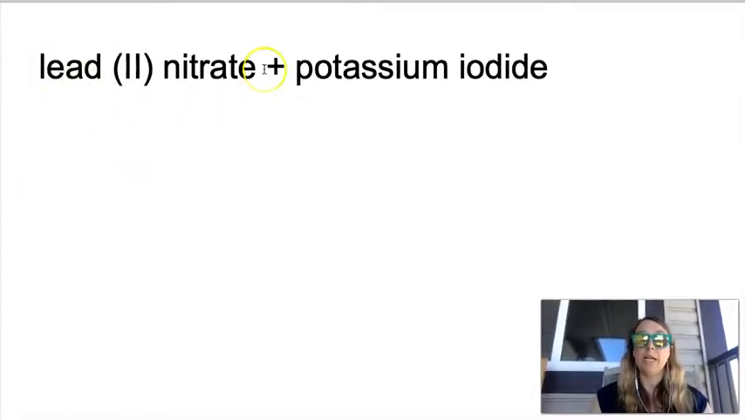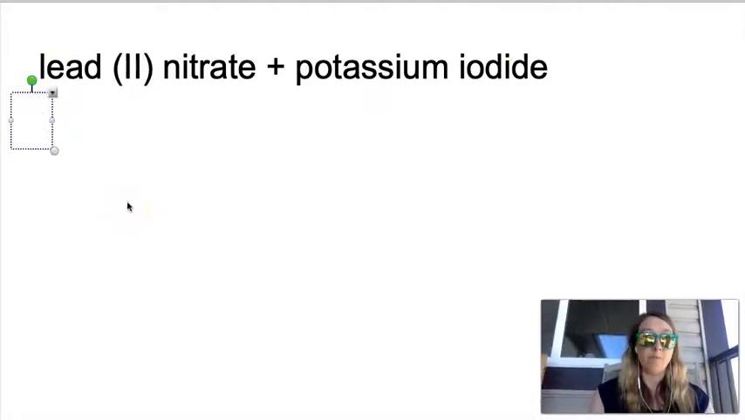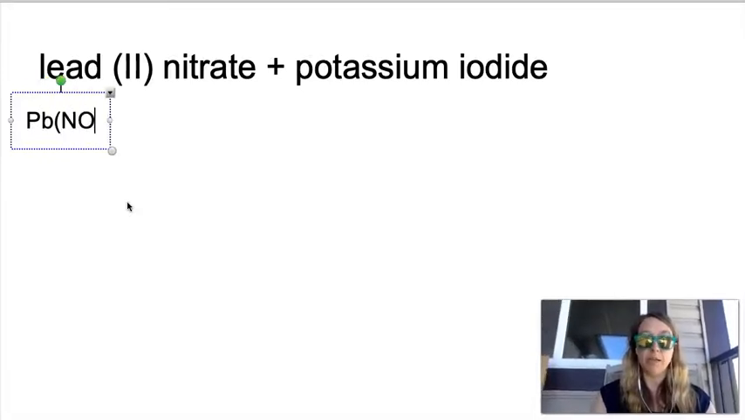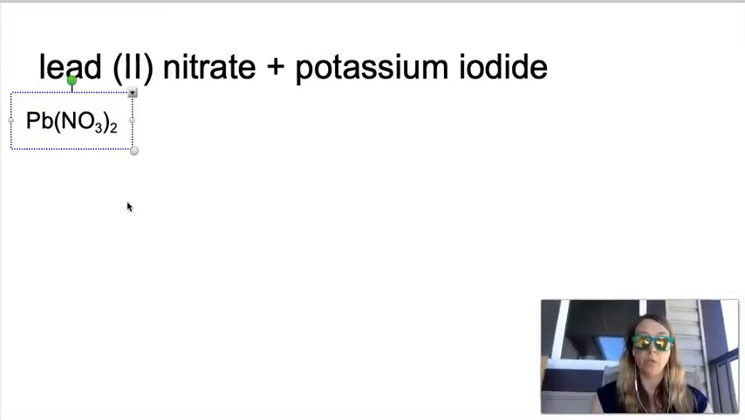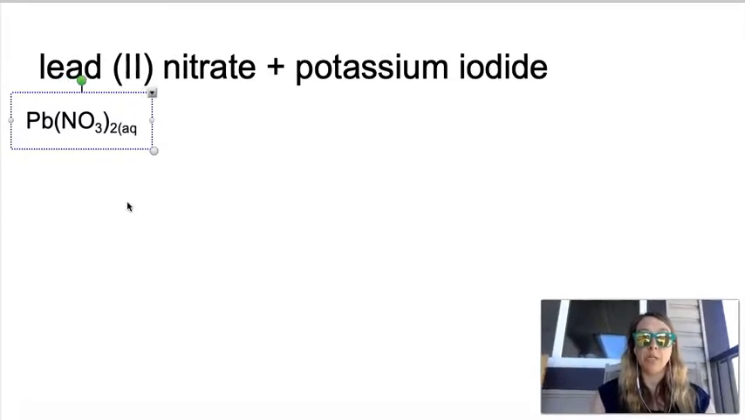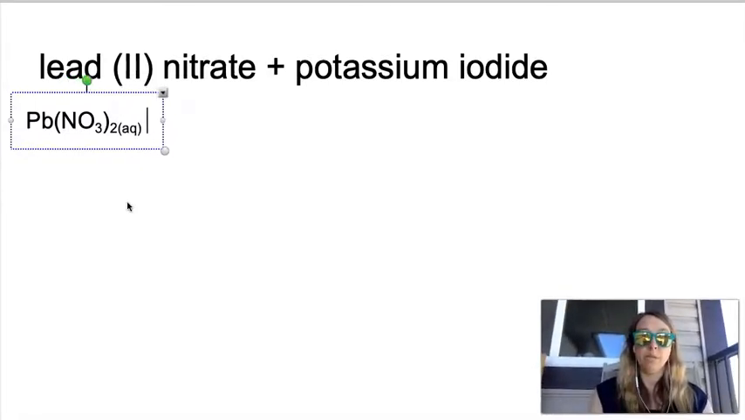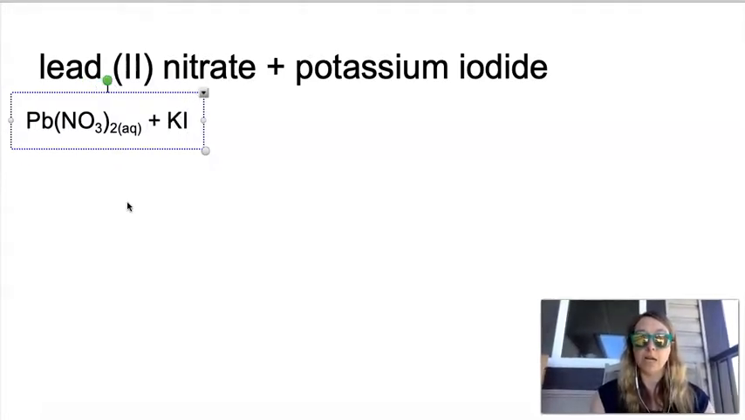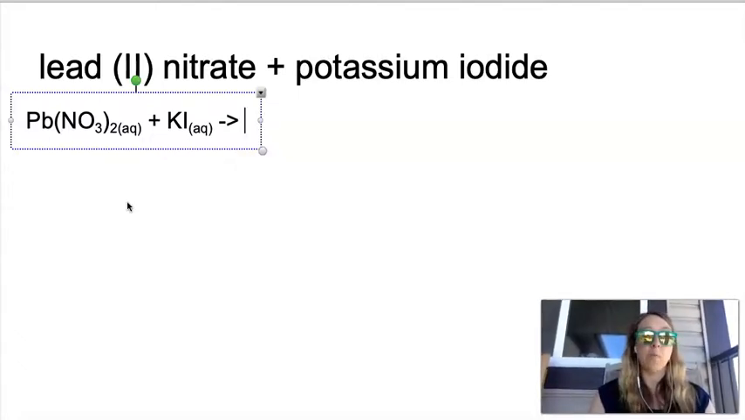So if we use lead(II) nitrate and potassium iodide, our first step is to write our balanced chemical equation. So lead(II) nitrate is going to be Pb(NO3)2. If we check our solubility table, this is aqueous. We are combining this with potassium iodide, which is KI. It's also aqueous if we check our solubility table. So we have a compound plus compound, so that falls into a double replacement reaction. So we are going to swap the partners around.